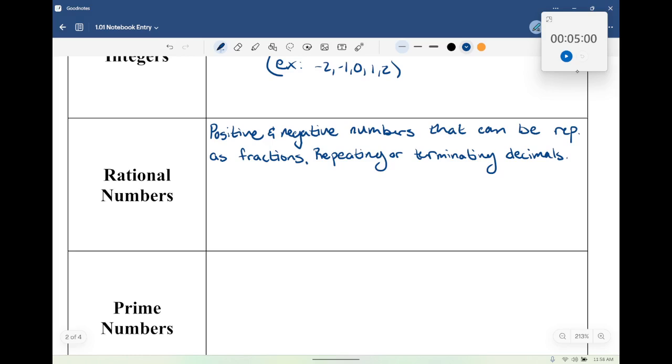Now, repeating decimals we've seen before, right? We put a bar over that last number, like 0.33333333. You just put the bar over it, and you know that goes on forever. Terminating simply means that it terminates, right? It ends. And so examples are going to end up being 1/3. You could have 2/5. We could have, I'll actually use that one, 0.333, right, where that goes on forever. Or we could even have something like 0.125. All of those are considered rational.